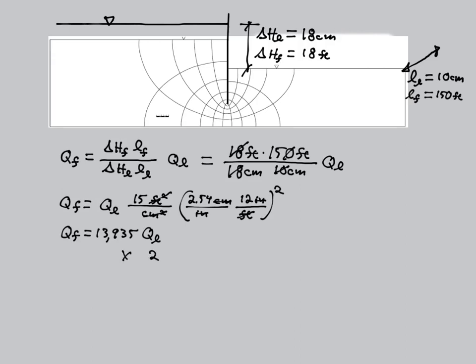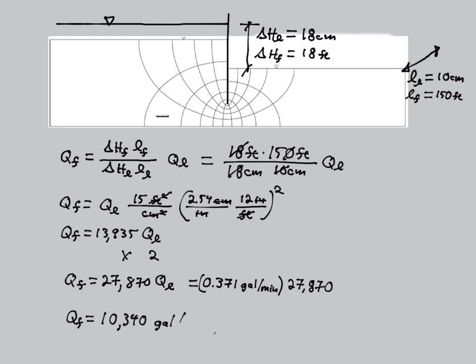But now remember, there's actually two cofferdams in the field, one on each side of the excavation. So we actually have to multiply this number by 2 because we got flow coming in from both sides in the field. And so the Q in the field is going to be 27,870 times the Q in the lab. And if you look at your data from the lab, we measured that the flow in the lab was about 0.371 gallons per minute. I multiply that by 27,870, and I'll get that the Q in the field that we expect is 10,340 gallons per hour.